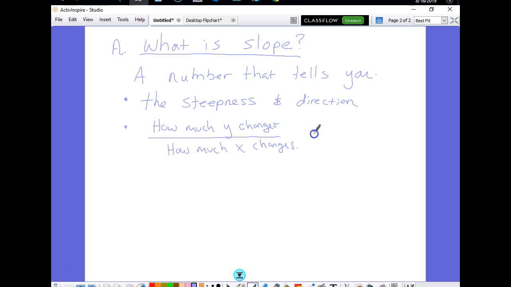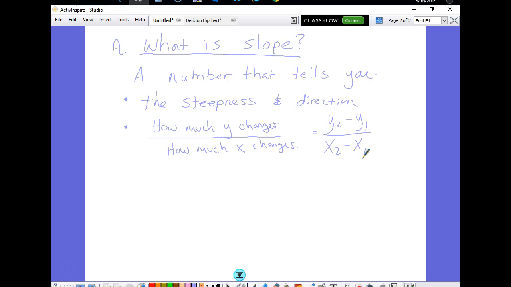So guess what that gives us? You take your second y and you subtract from it your first y. You take your second x and you subtract from it your first x, and that gives you the slope formula. You guys remember that one? Y2 minus y1 over x2 minus x1.